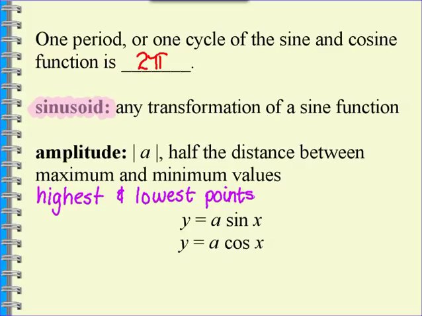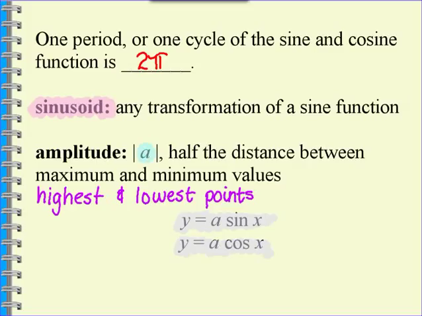And so equations that we're going to need. First one here, y equals a sine x and y equals a cosine x. Now notice the amplitude is the number in front. Now you're probably wondering, why did we need the absolute value right here?